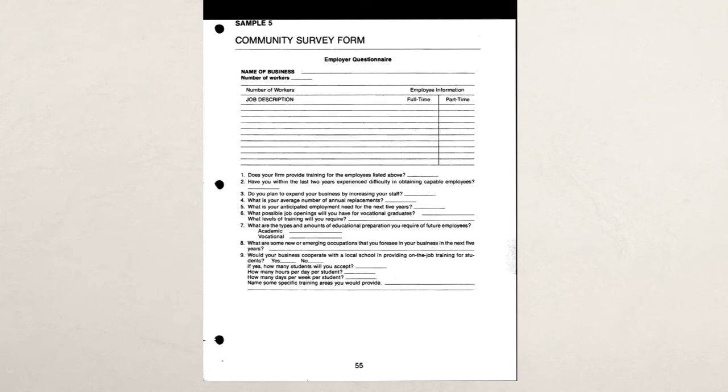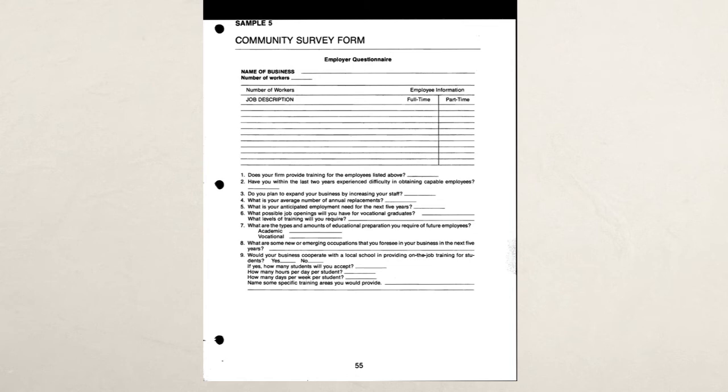Here's an example I pulled from a community survey. As you can see, it starts out with the name of the business, the number of workers, and then you see that it has job descriptions. Are these people full-time, part-time? You may not want to do any of this, but I just want to give you an example.